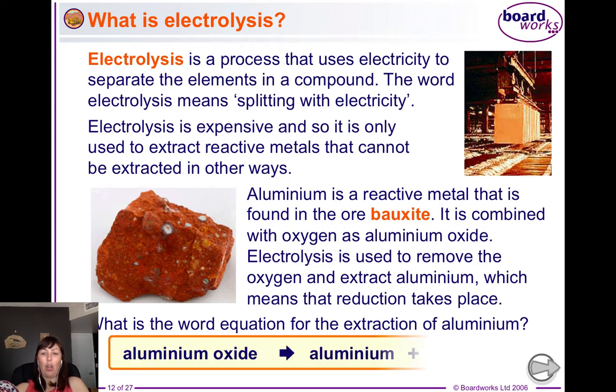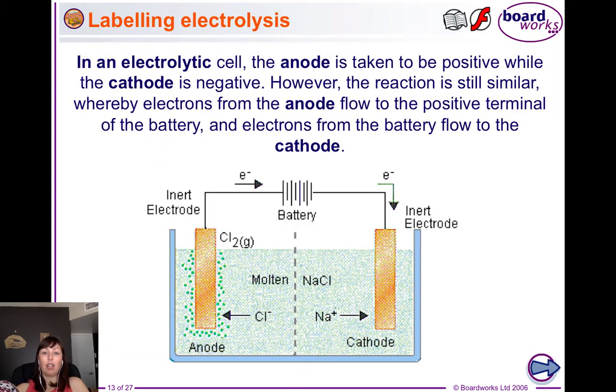So what is the word equation for the extraction of aluminum? It would be aluminum oxide decomposes to aluminum plus oxygen. And this process occurs through electrolysis. So let's look at how electrolysis works. I love electrolysis. I think it's so cool, and it's a really interesting process, and you guys are going to be able to do this in lab and really see how it works.